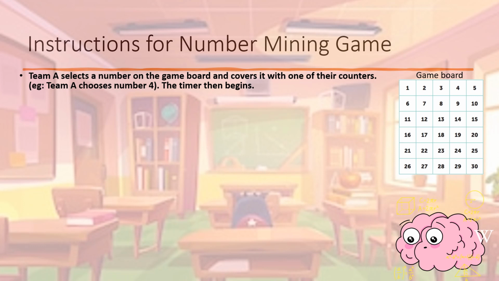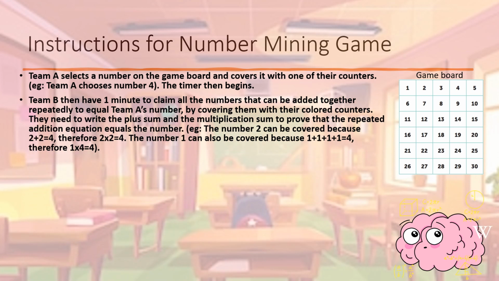Then the timer begins. Team B then has 1 minute to claim all the numbers that can be added together repeatedly to equal Team A's number by covering them with their colored counters. They need to write the plus sum and the multiplication sum to prove that the repeated addition equation equals the number. For example, the number 2 can be covered because the addition sum would be 2 plus 2 equals 4. Therefore, the multiplication sum will be 2 times 2 equals 4.